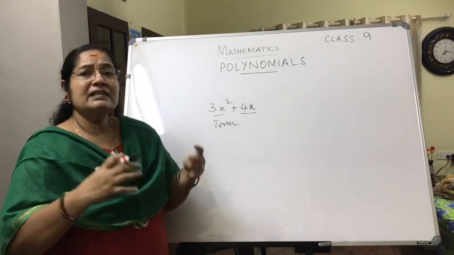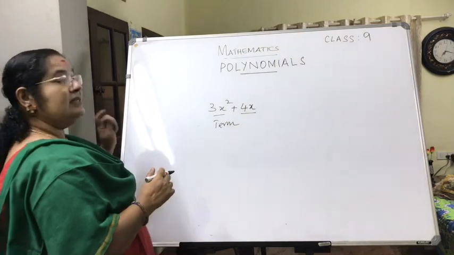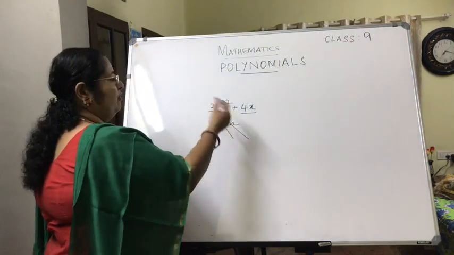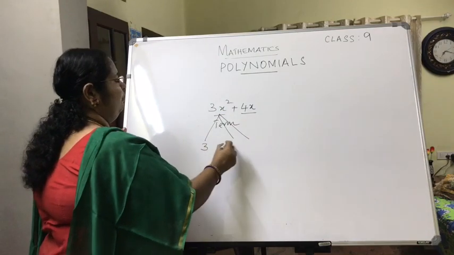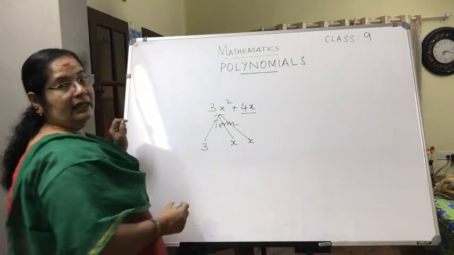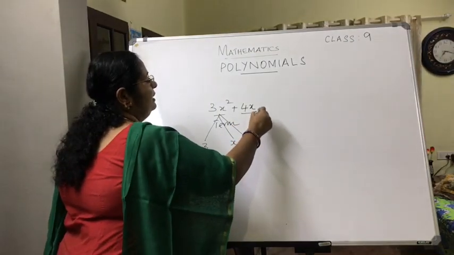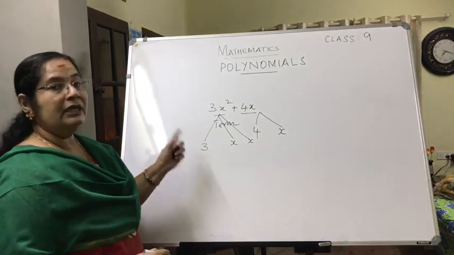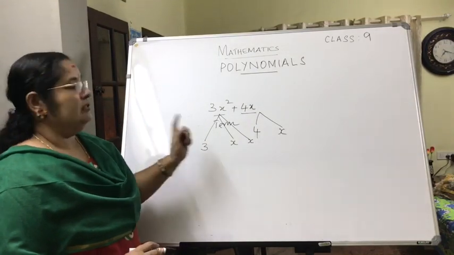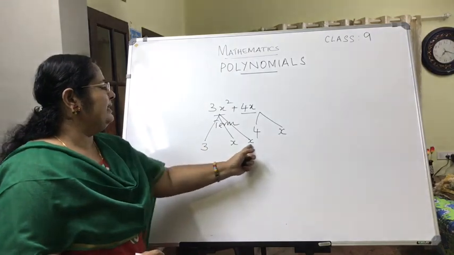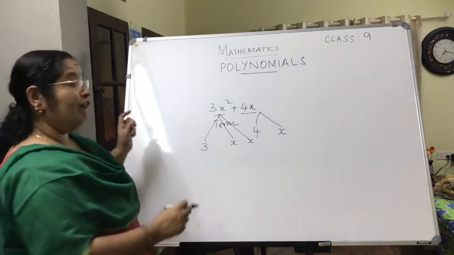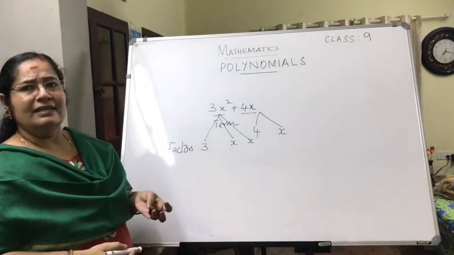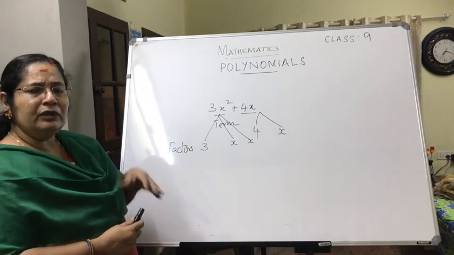Now how are these terms formed? How is this term formed? This term, you can divide it. It is formed by multiplying 3 with x and x again. How is this term formed? It is formed by multiplying 4 with x. So you are having an operation, a number and a variable. So everywhere it is so. What do you call these? These are called factors. All this we have learned in class 7, 8 and so on, and we are just revising what we have learned.